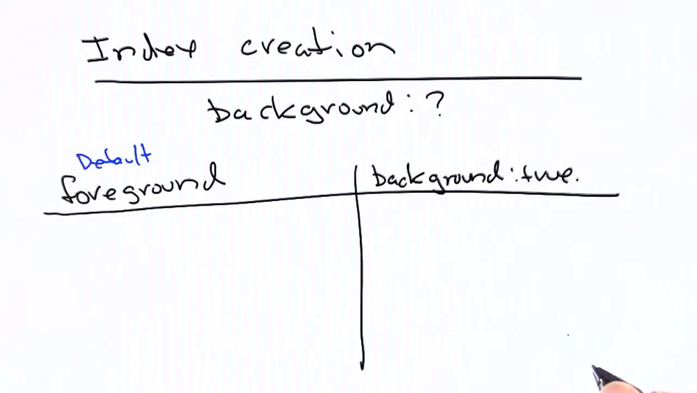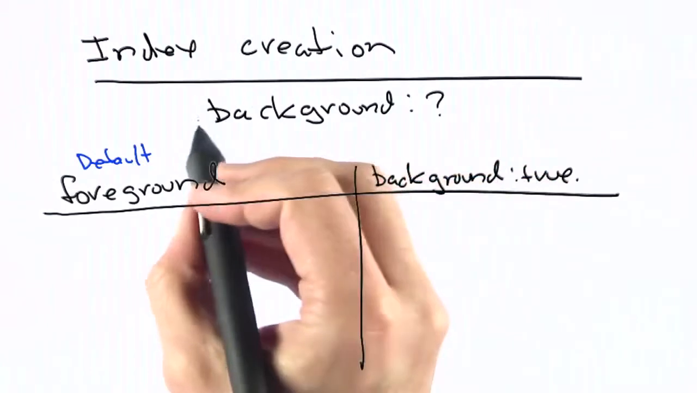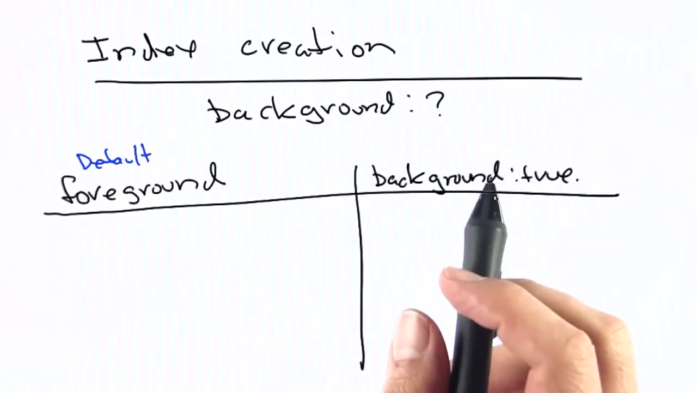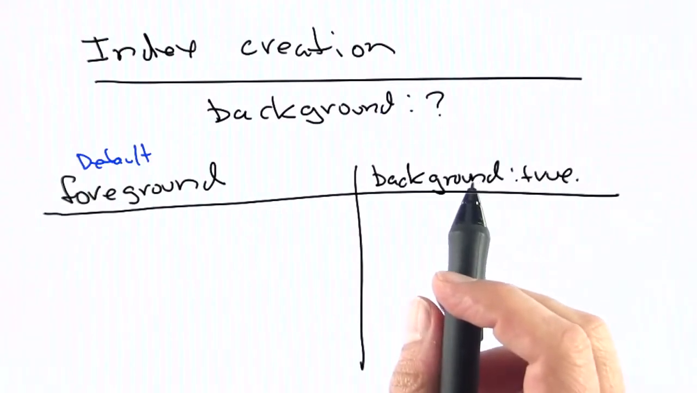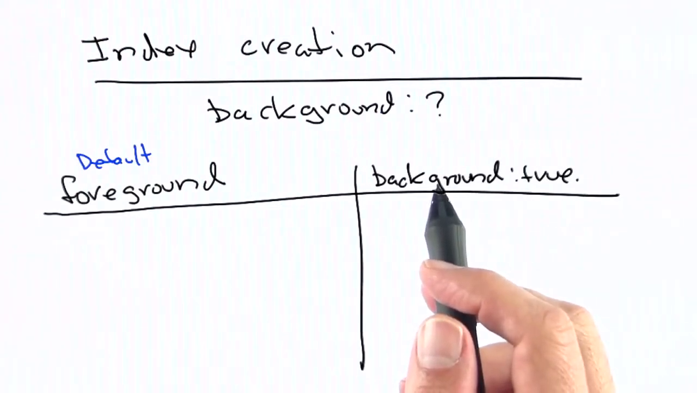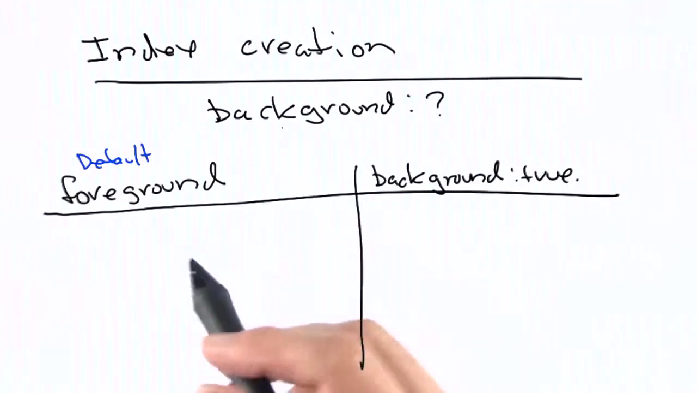I want to talk about one last option when creating an index, and that is whether or not you want to have it be backgrounded. By default, an index is created in the foreground in Mongo. When it's created in the foreground, it blocks all other writers. If you want, you can run it in the background, in which case it won't block other writers.